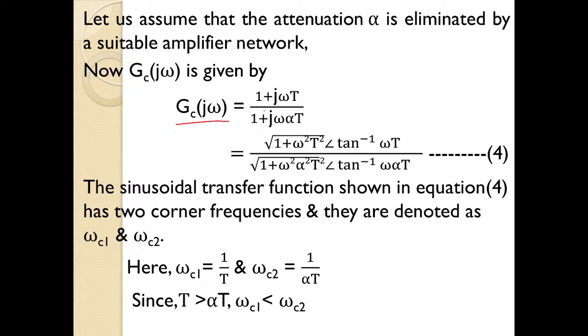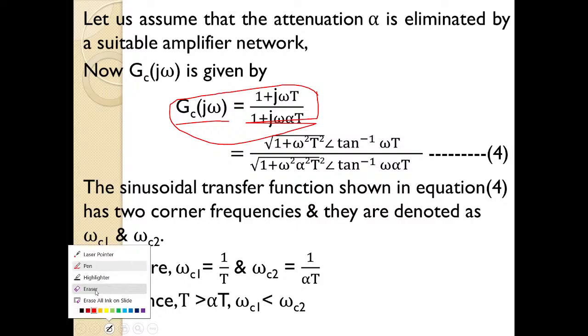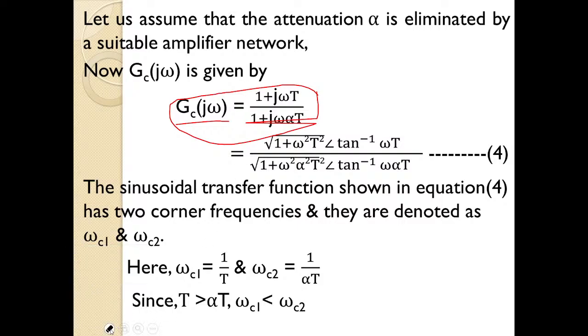GC of j omega will be equal to 1 plus j omega T by 1 plus j omega alpha T. So now this is our transfer function of lead compensator without attenuator. Without alpha.